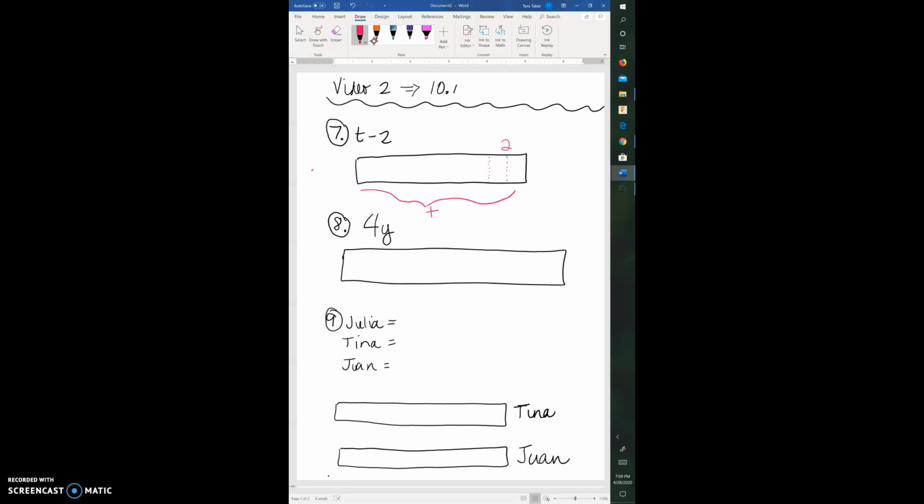So the next one is 4y. So it's basically 4 times y. So basically we have 4 groups of something. We need to split this up into 4 groups. There they are. That would be how I'd represent it, because this is group 1, 2, 3, and 4.